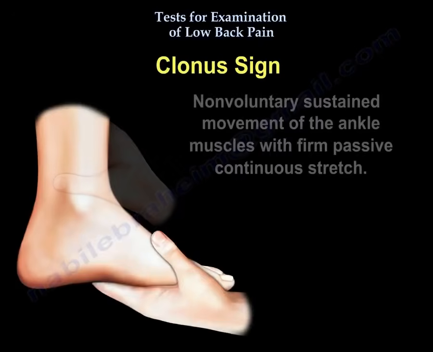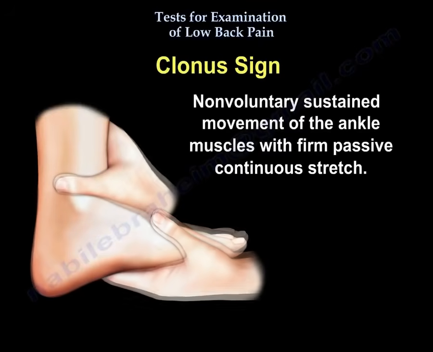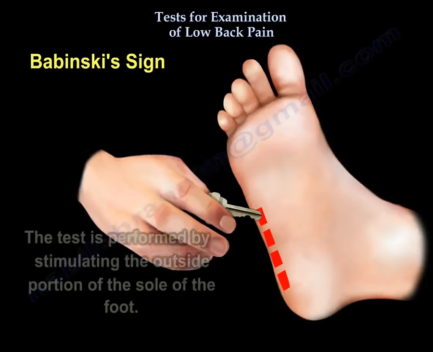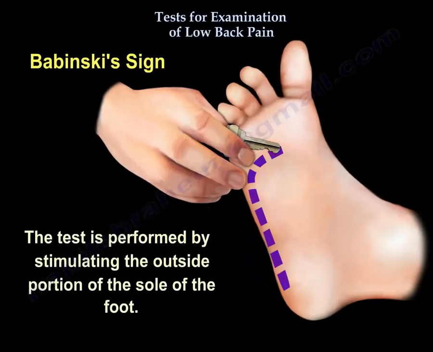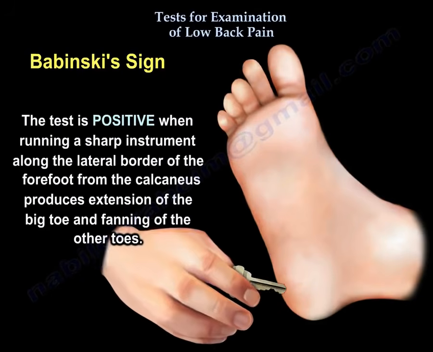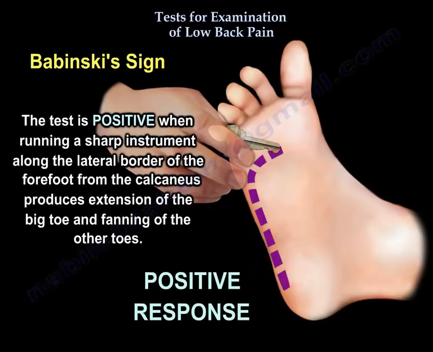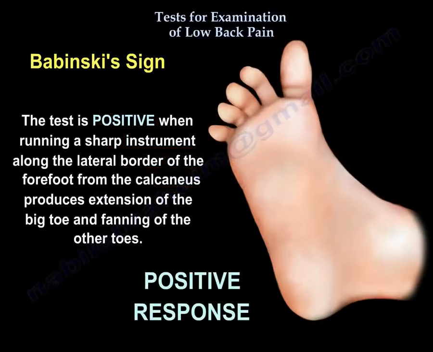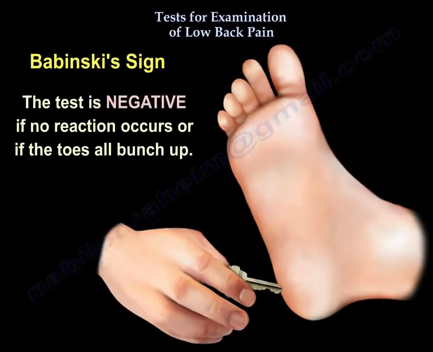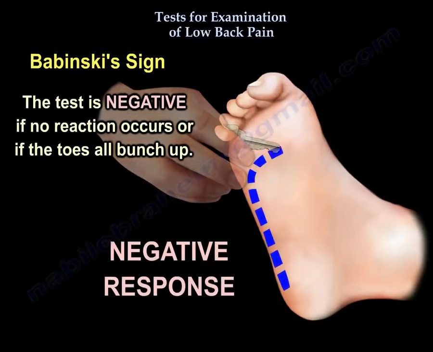How do you check for clonus? Non-voluntary, sustained movement of the ankle muscles with firm, passive, continuous stretch. How do you check for Babinski? The test is performed by stimulating the outside part of the sole of the foot. The test is positive when you run a sharp instrument along the lateral border of the forefoot from the calcaneus, and this produces extension of the big toe and fanning of the other toes. The test is negative if no reaction occurs or if the toes all bunch up.